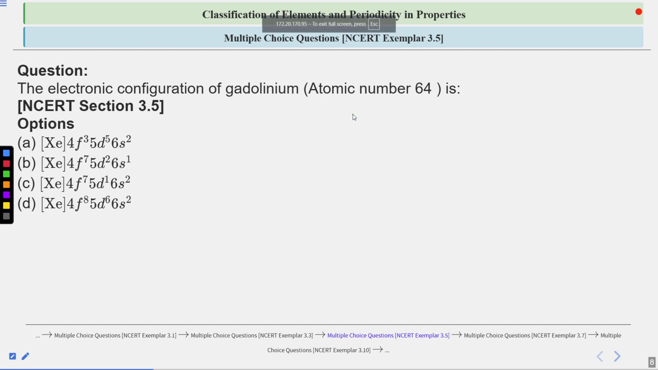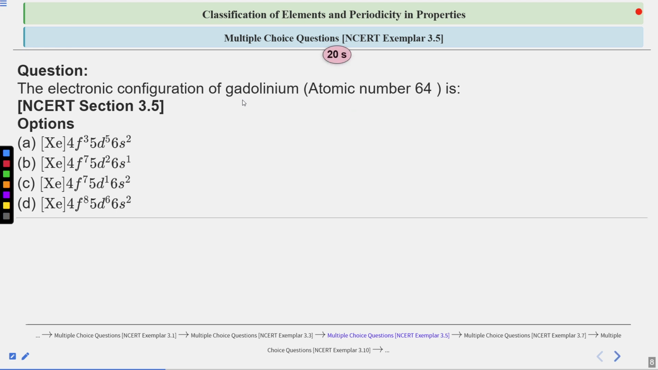Okay, here is your next question. The electronic configuration of gadolinium, atomic number 64, is. So 4 electronic configurations are given here. Now many of you would get confused about how we would write the configuration of an element of such a large atomic number. So there is a very silly trick behind this.